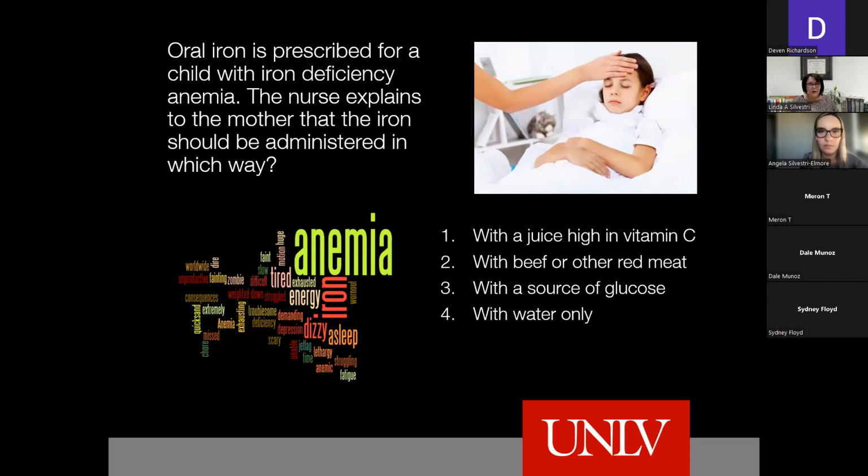Oral iron is prescribed for a child with iron deficiency anemia. The nurse explains to the mother that the iron should be administered in which way? With a juice high in vitamin C, with beef or other red meat, with a source of glucose, with water only.